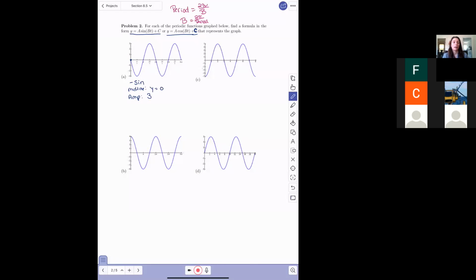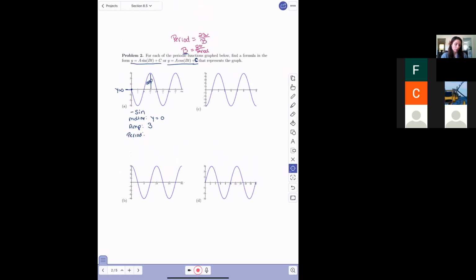And then lastly, what is my period? Remember, the period is the amount of time it takes to complete a cycle. Here's the amplitude, this is the midline. What is the equation for the period? It's 2 pi over b. So since we're looking at the graph, we can figure out the period, and then we have to solve for b.